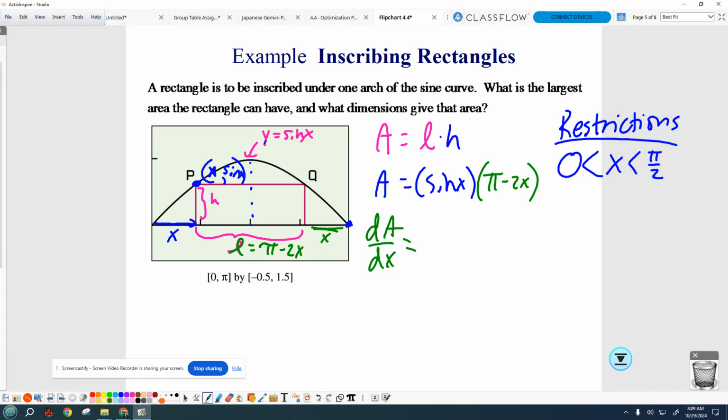Rohit, what did you guys get as a derivative? Pi minus 2x times cosine x, then what? Minus 2 sin x. Where is it undefined? Nowhere.